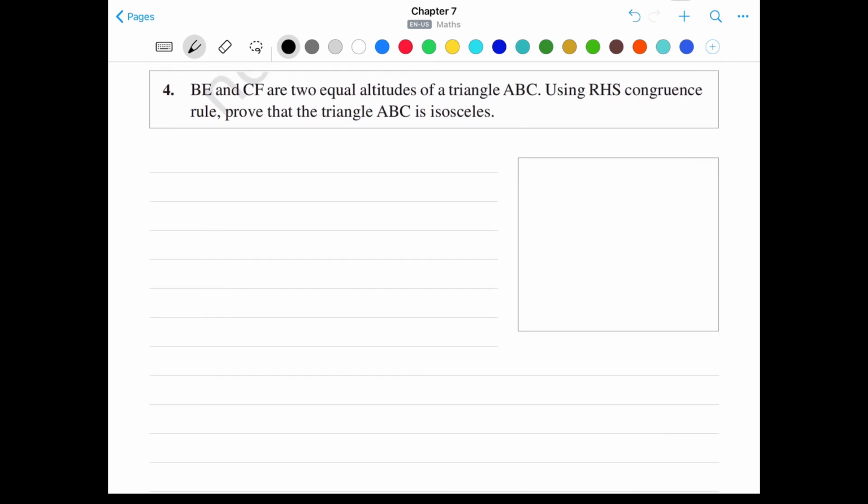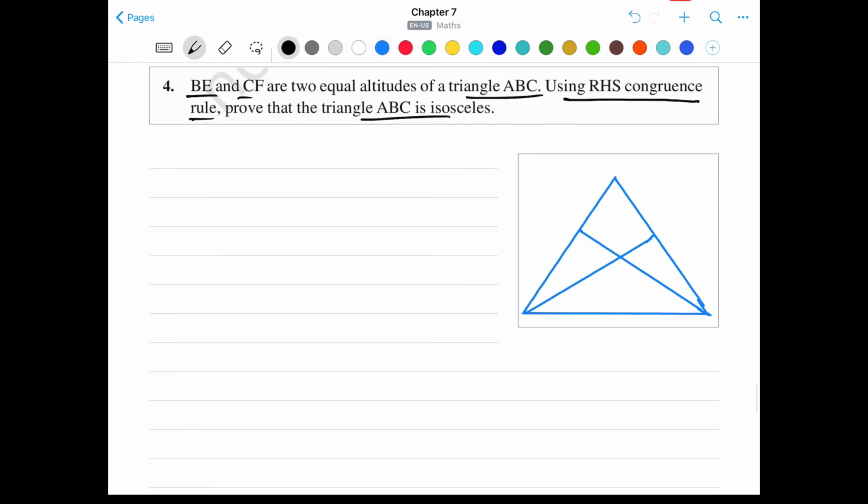Now moving to the next question, question number 4, which is BE equals CF. BE and CF are two equal altitudes of triangle ABC. So we have one triangle ABC in which we have two altitudes, BE and CF. You are asked, using the RHS congruence rule, to prove that triangle ABC is an isosceles triangle. So first, let's draw its figure. Let's name it A, B and C, and the altitudes will be BE and CF, falling perpendicularly.